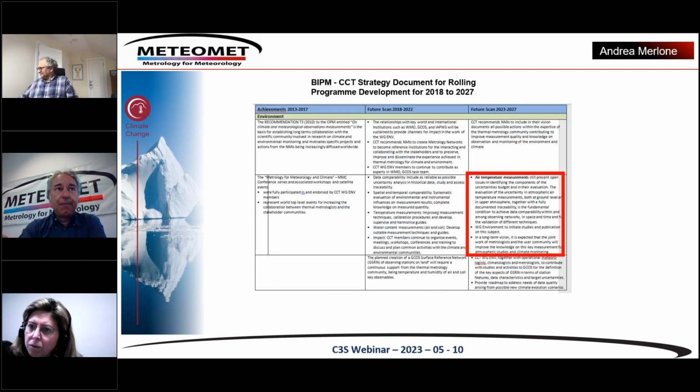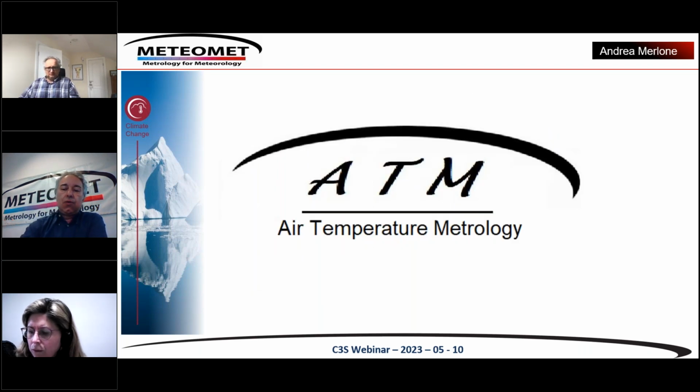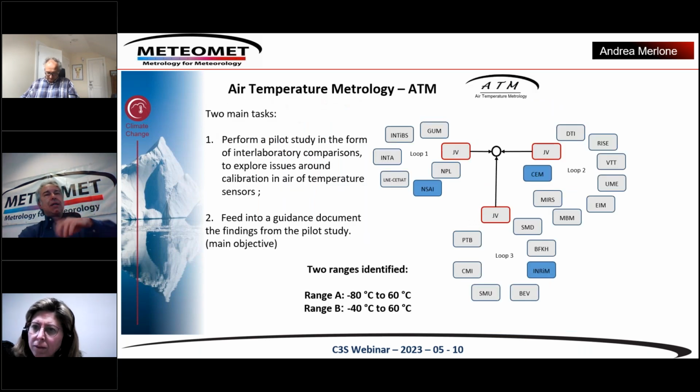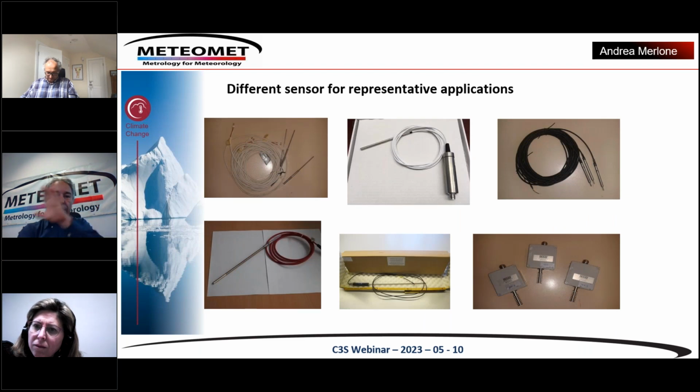And this is very clear. The BIPM strategy clearly indicates we need to investigate air temperature measurement. We need to solve this problem. In Europe, we started in 2018 with a cooperative project. All the national metrology institutes started a joint effort to better understand best practice, and to better understand the phenomenon of the interaction of an object, which is a thermometer, with a gas, which is air. We started comparing, we put all the experience of European laboratories together in different ranges, and used even different kinds of thermometers in order to have an overall representativeness of products.